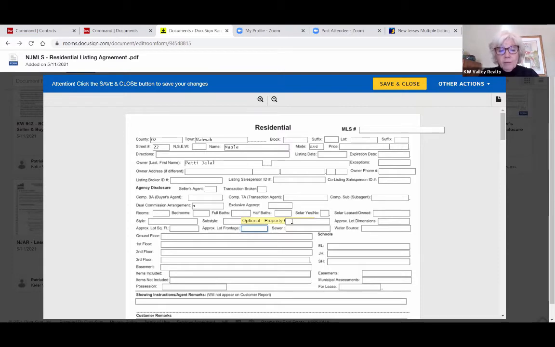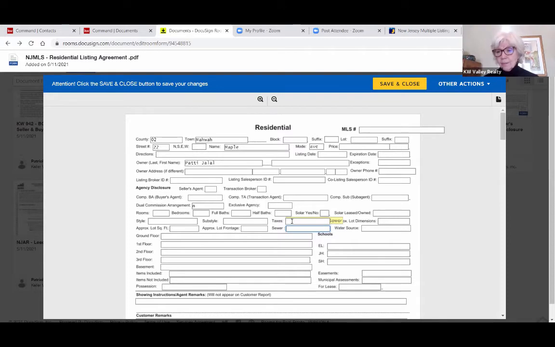Okay, approximate lot footage, that's from the tax information, sewer and water source. This is something that you need to know. And sometimes it's just by knowing your towns. You can always ask the homeowner, are you sewer? And you should confirm. I know you would say Ridgewood is sewer, right? You'd say every home in Ridgewood is sewer. There have been exceptions where people did not hook up.